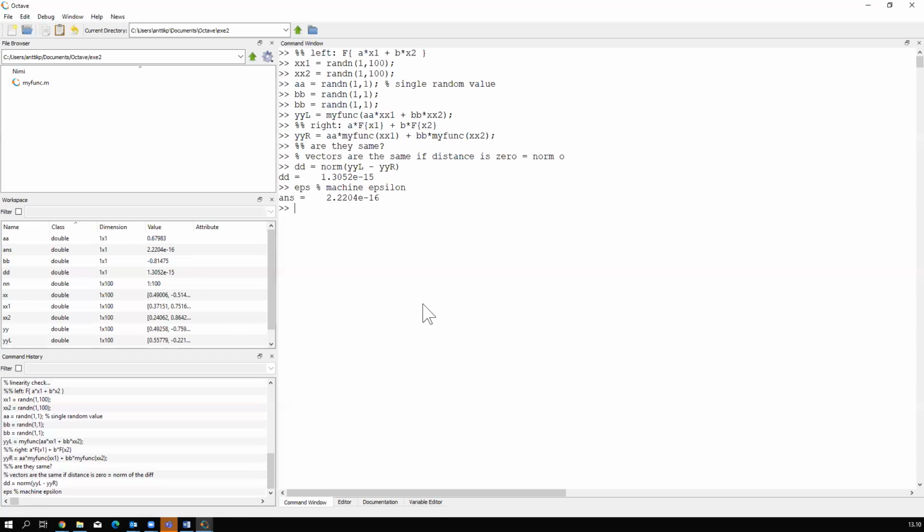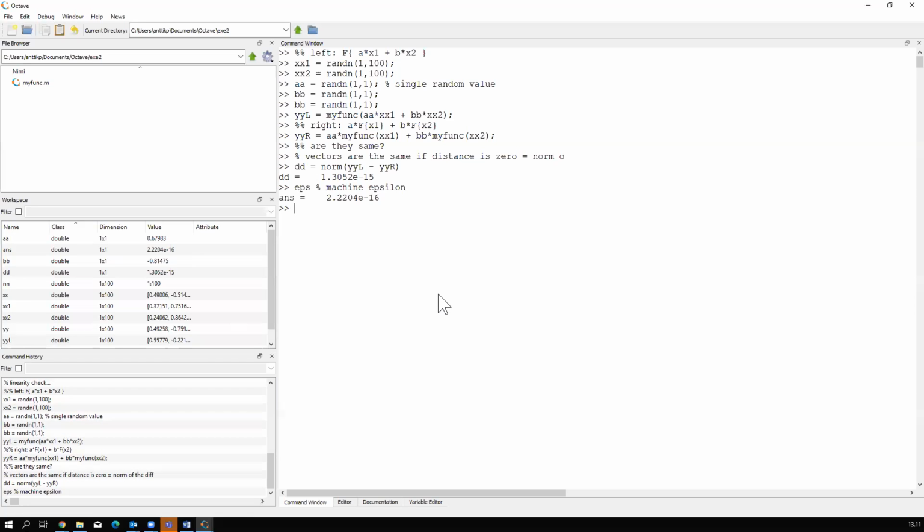E to the minus 15 means femto. Atoms are something like 10 to the minus 10. If this was meters, this would be subatomic level. So small. Very, very small. Okay.